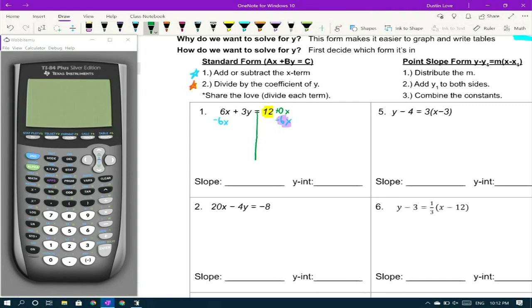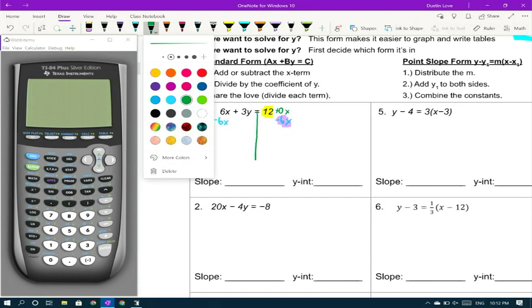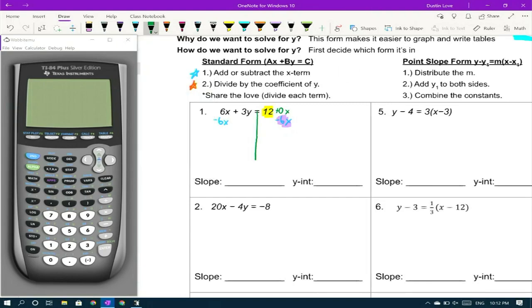The reason I make a huge deal about that is because if you were to write the negative 6 beneath the 12, you might be tempted to try and combine those as if they were like terms, and we don't want to do that. So let's just write it off on the side, to prevent that problem from happening. So what ends up happening is these two go away. I'm left with 3y on the left, and then I've got 12 minus 6x on the right.